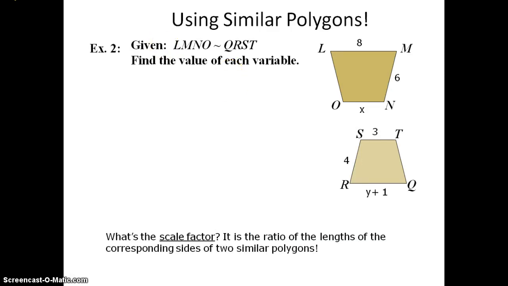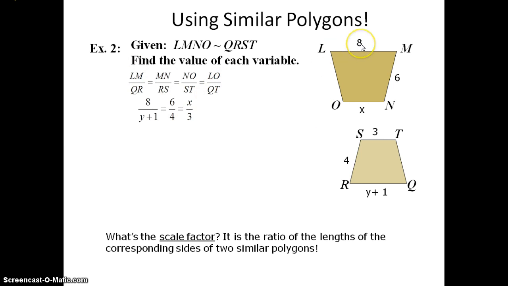Given LMNO is similar to QRST, find the value of each variable. So I know that LM is proportional to QR because it's in the similarity statement. I know that MN and RS are proportional, NO and ST are proportional, and LO and QT are proportional. So this is just writing out all the sides that are proportional.